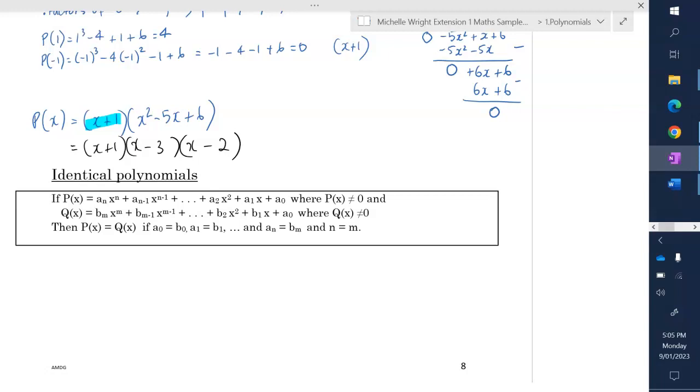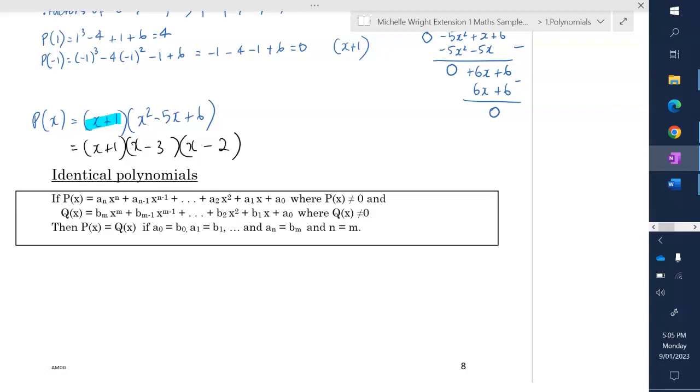It's saying that if our polynomial p of x looks like this, remembering the numbers out the front of the x are our coefficients, so a of n x to the n plus a of n minus 1 x to the n minus 1. So we're decreasing our powers of x all the way down to our constant term, where our polynomial is not a 0 polynomial. And the same for q of x. It's just got coefficients relating to b. So q of x has b of m, x to the power of m, all the way down to our constant term at the end.